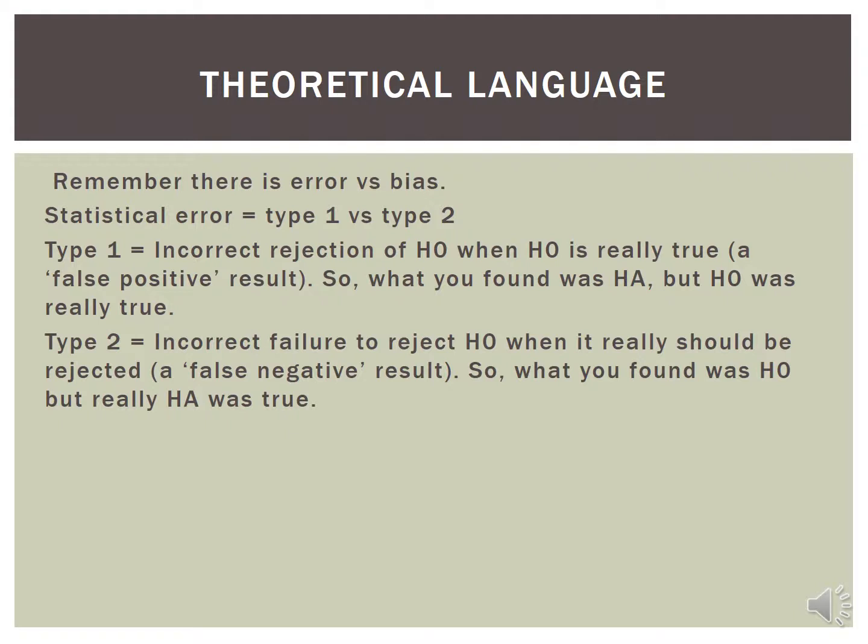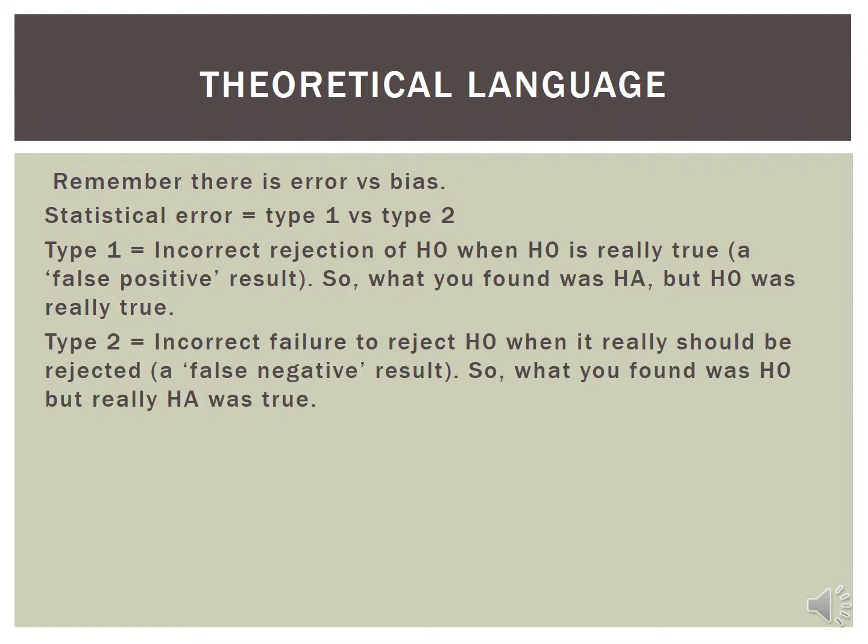So remember that we talked about error versus bias. We spent a lot more time on bias in first year EPH because frankly it's more interesting. Bias is when you design your study in such a way that you wind up with a skewed sample in some fashion that sort of drives your results in one direction or another away from the truth. Statistical error is just like random error, the probability of finding a false result. And there's two kinds of errors that we talk about, type 1 versus type 2 error.